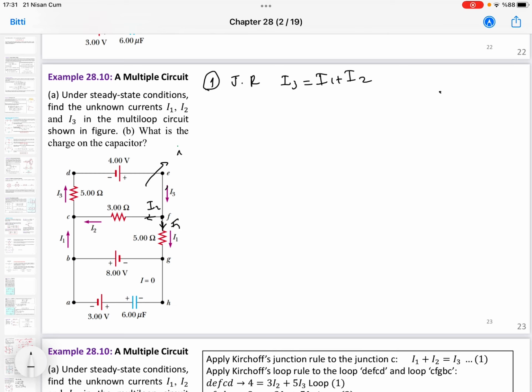Okay, and then we come to the second rule, which is the loop rule. The loop rule says total delta V in loop equals total I multiplied by R in loop. We will use this formula, but I want to check the first circuit first. I mean this part. Give me a second.